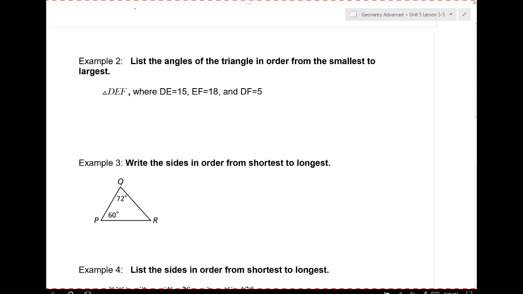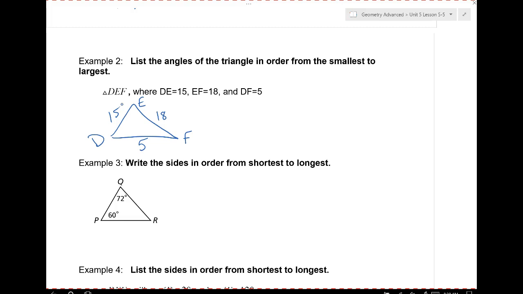Again, list the angles of the triangle in order from the smallest to the largest. If you're a visual person, should you draw the diagram? I drew it out. It's not even to scale, but if I trust my numbers, should I be able to figure out which one's which?